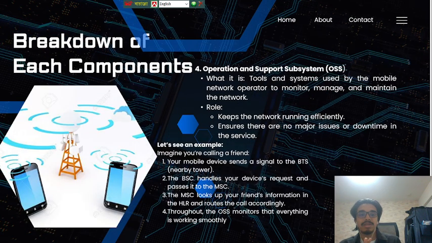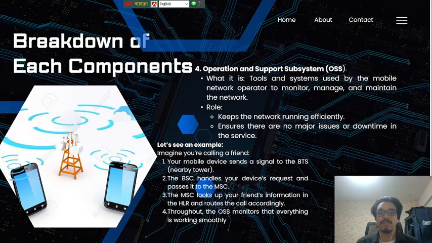Our last component of GSM is the Operation and Support Subsystem, OSS. Basically, it is the tools and systems used by the mobile network operator to monitor, manage and maintain the network. Its role is to keep the network running efficiently and ensure there are no major issues or downtime in the service. I know all of this may be a little confusing, so let's have an example.